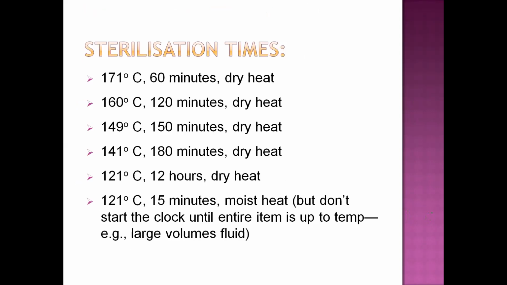Some of the sterilization times have been given for different types of sterilization. That is 170 degrees centigrade for 60 minutes dry heat, 160 degrees centigrade 120 minutes dry heat, 149 degrees centigrade 150 minutes dry heat, 141 degrees centigrade 180 minutes dry heat, then 121 degrees centigrade 12 hours dry heat, 121 degrees centigrade 15 minutes moist heat. Don't start the clock until the entire item is up to temperature. Example, large volumes of fluids.